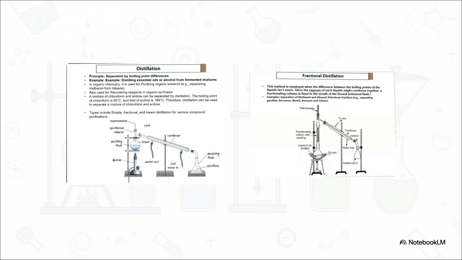And here's why that matters. It forces the vapor to go through tons of little cycles of condensation and revaporization as it rises. With every single cycle, the vapor gets more and more enriched in the more volatile component. It allows for an incredibly precise separation. This is exactly how crude oil is separated into gasoline and diesel.